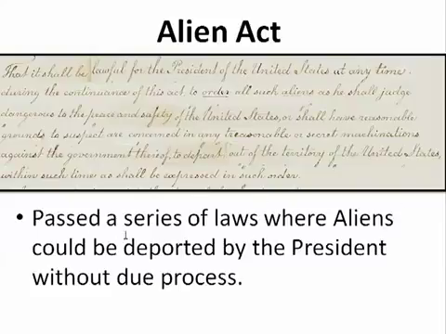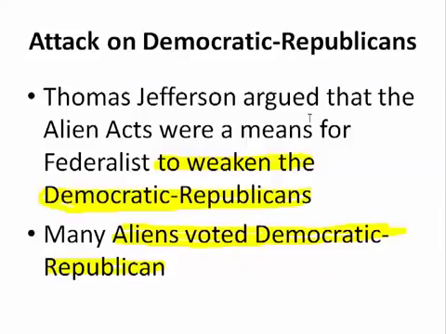In other words, these laws were a series of laws where aliens could be deported by the president without due process for any reason he thought just. And Thomas Jefferson argued that the Alien Acts were an attack on the Democratic Republican Party, and said that many of the aliens who were foreigners were voting Democratic Republican rather than Federalist.